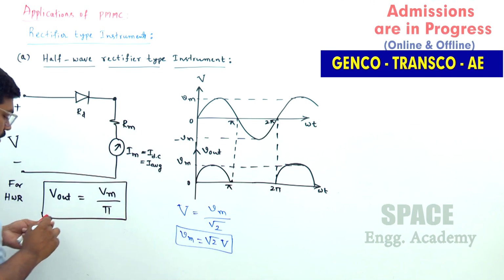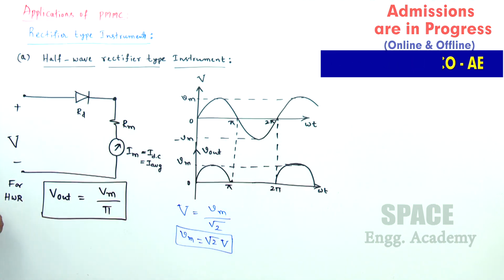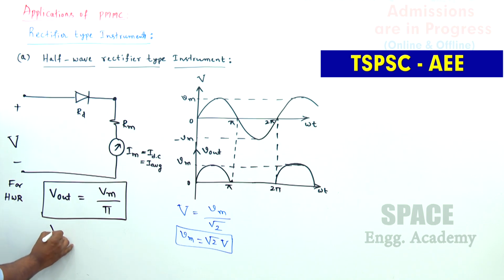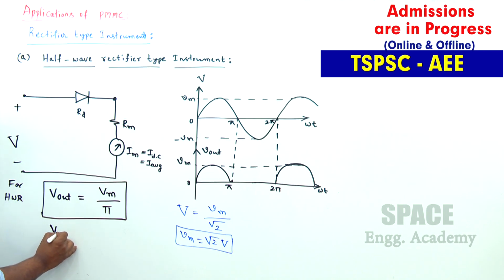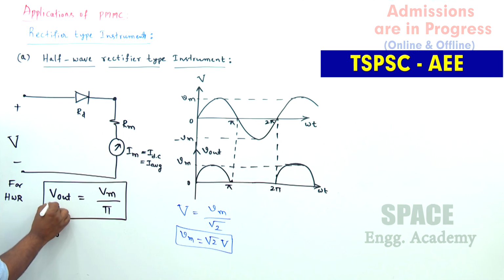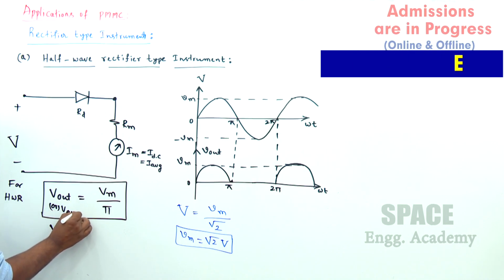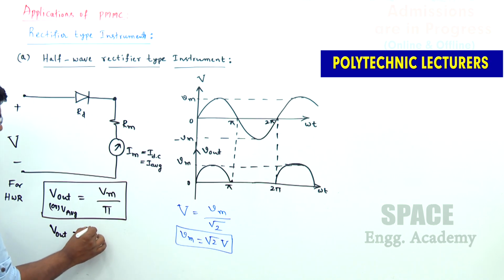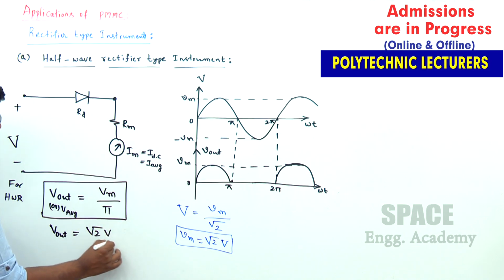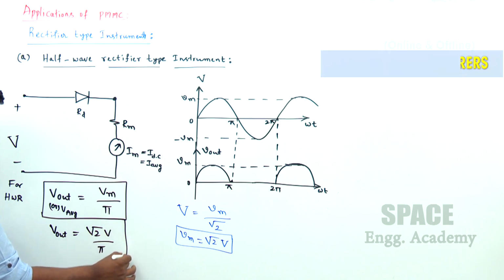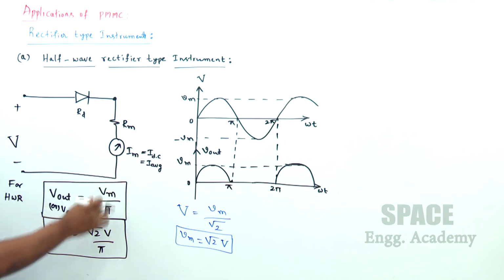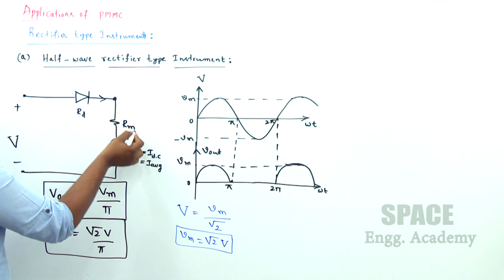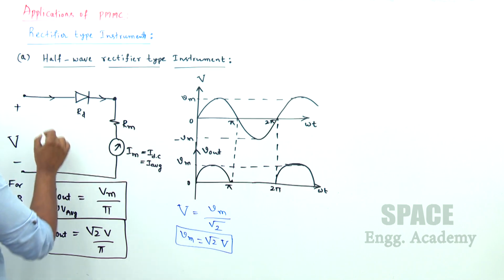So what can I replace here? The output voltage, or average voltage, V average also we can call, is equal to, replacing Vm with this, root 2 V by pi. Keep it aside. Our intention is to write the current expression. So current is flowing, like IDC or average current.